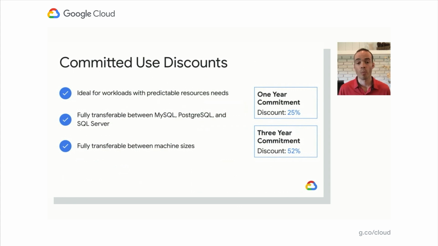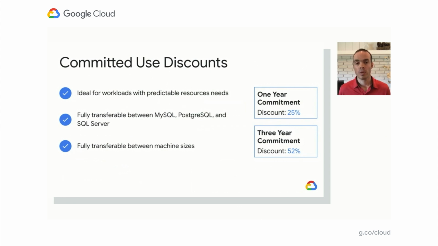When you commit to a 1-year or a 3-year term with a committed use discount, or a CUD as they'll call them, you receive either a 25% or a 52% discount for 1 year and 3 years. The flexibility comes in with committed use discounts in that these are easily and fully transferable between the database engines supported by Cloud SQL: MySQL, PostgreSQL, as well as SQL Server.